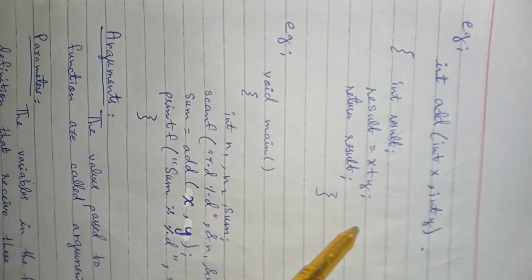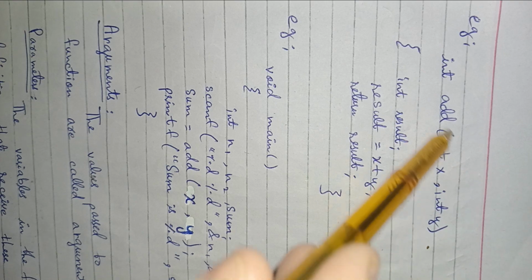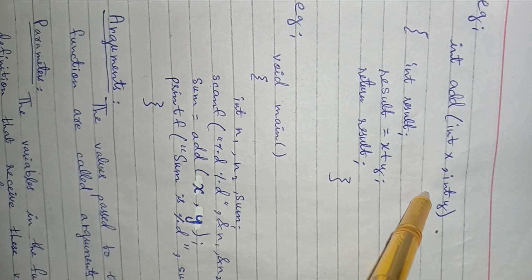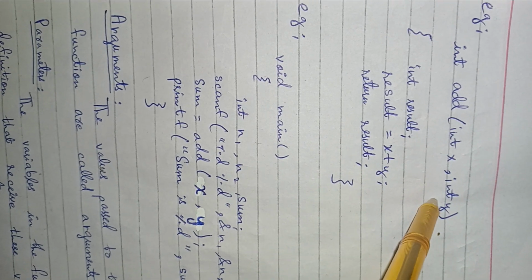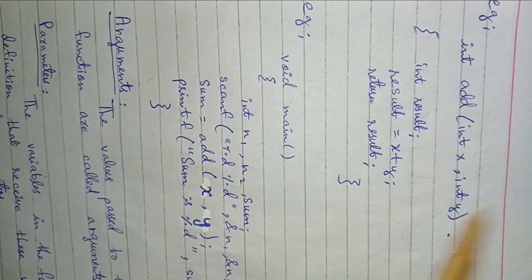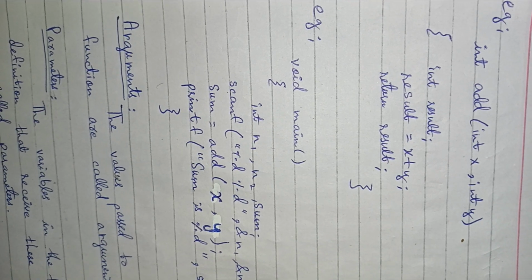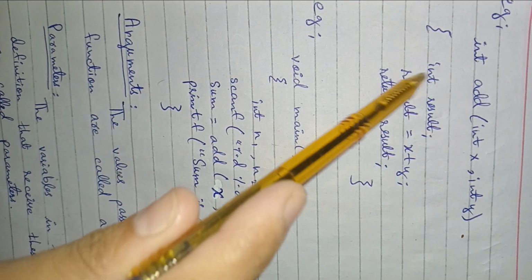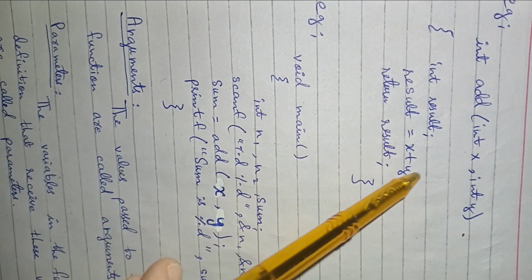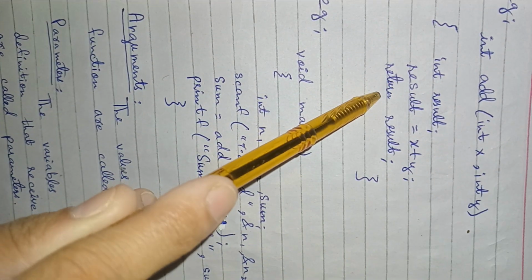Now here int add(int x, int y), right? So there is a function add in which we are passing two variables x and y. These are the inputs, and int is the data type of those parameters, right? And int is basically the return type of the output, meaning the return value. So here we are initializing a variable result. Result is equal to x plus y. We are adding these two variables. Here is the return result.